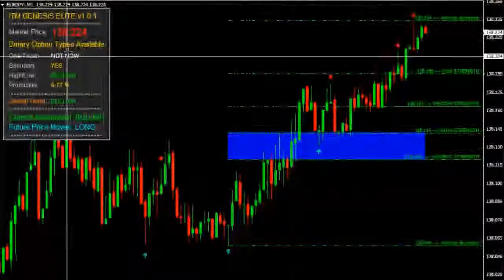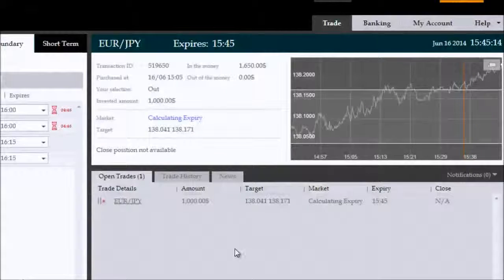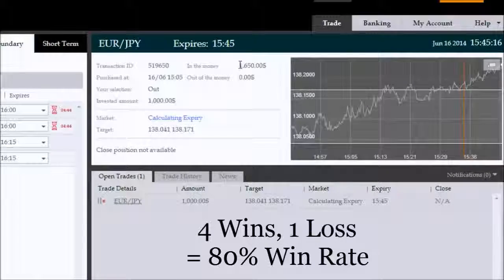It has been roughly 3 hours, almost 3 hours on this session now. We've had 5 trades, 4 winners and 1 loser just before this trade, which has now expired in the money and hence is a winning trade. We've now expired, just waiting for the platform to calculate expiry here.